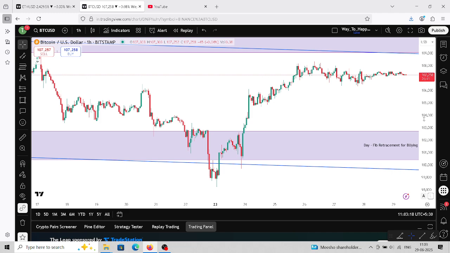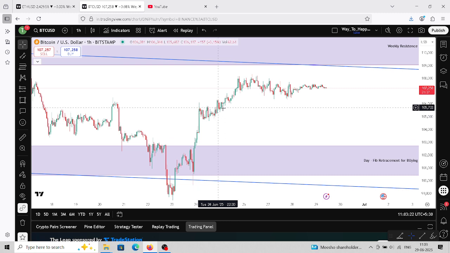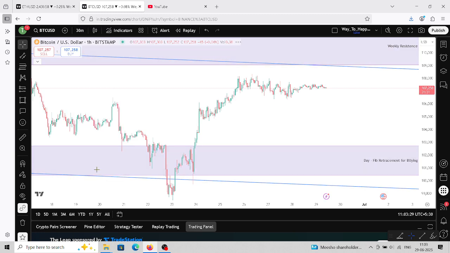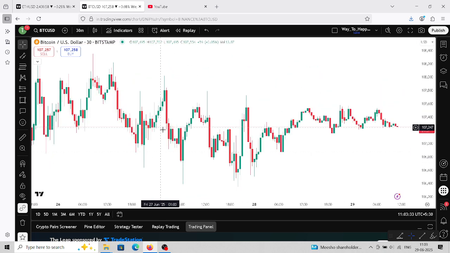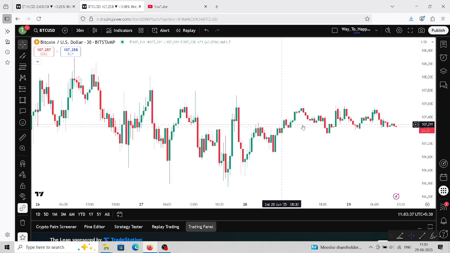On a 1 hour, prices are sideways. There's nothing which the 1 hour is saying. It went like this, then it's going like this. No, not at all helpful on a 1 hour. 30 minutes, no. Look at this, like a heart ECG. This is how the prices are behaving in BTC lately.